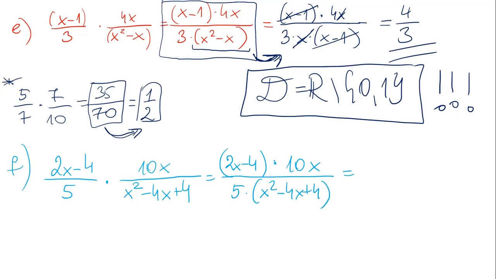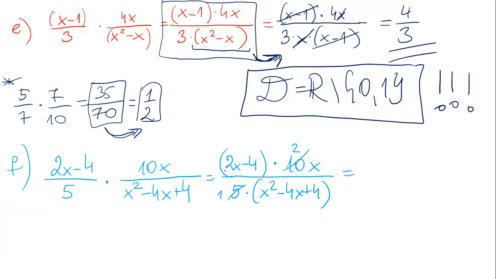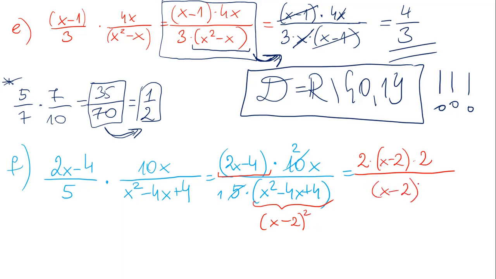And now when I get multiplication and I have one fraction, so now I can of course cancel down 10 and 5 straight away. And then we have to take a look if we can do something with those brackets. So with this bracket, what I can do, well, I can take 2 in front of the brackets, right? So I have 2 times x minus 2 times 2. And in the bottom, well, this bracket is a multiplication rule, of course. It's going to be x minus 2 to the power of 2. So that's what we're going to write here.